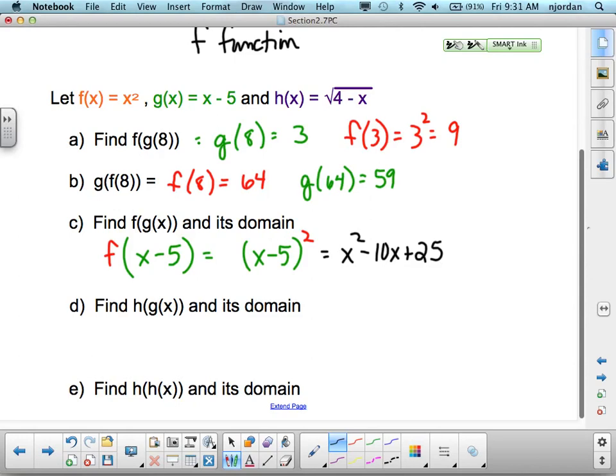Domain for that. Now, for these problems, you have to worry about your domain for your input value as well. And since that's a linear function, my domain is all reals, and also my output, which is the quadratic. So this domain is easy. It's just all reals, okay?